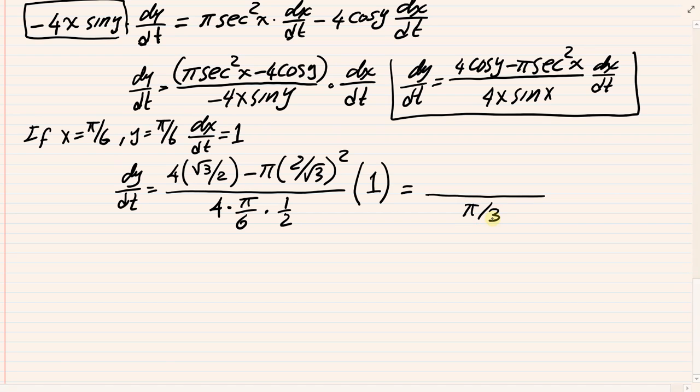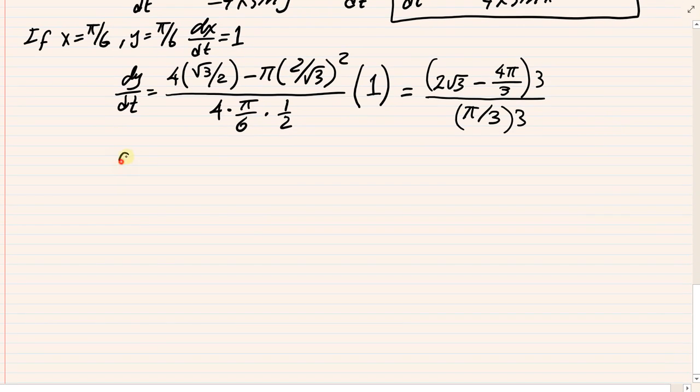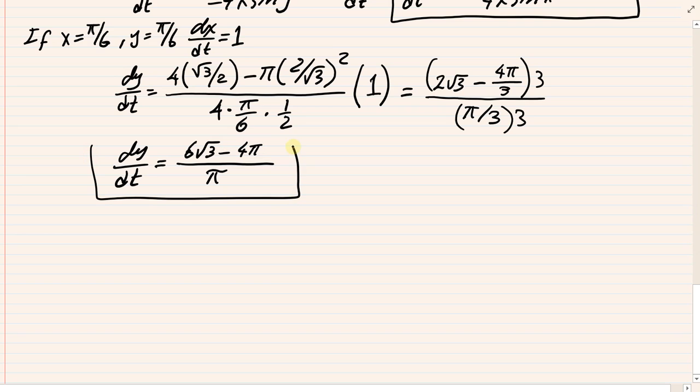And in the numerator, you distribute 4 times root 3 over 2, you get 2 rad 3 negative. And this would be 4 pi 2 squared divided by root 3 squared, which is 3. And let's multiply top and bottom by 3 to get rid of the complex fraction here. I'm just going to put the answer down. So dy dt is going to be, in the denominator, pi. In the numerator, I will get 6 rad 3 negative 4 pi. So that's the rate of change of y with respect to t for the given conditions.